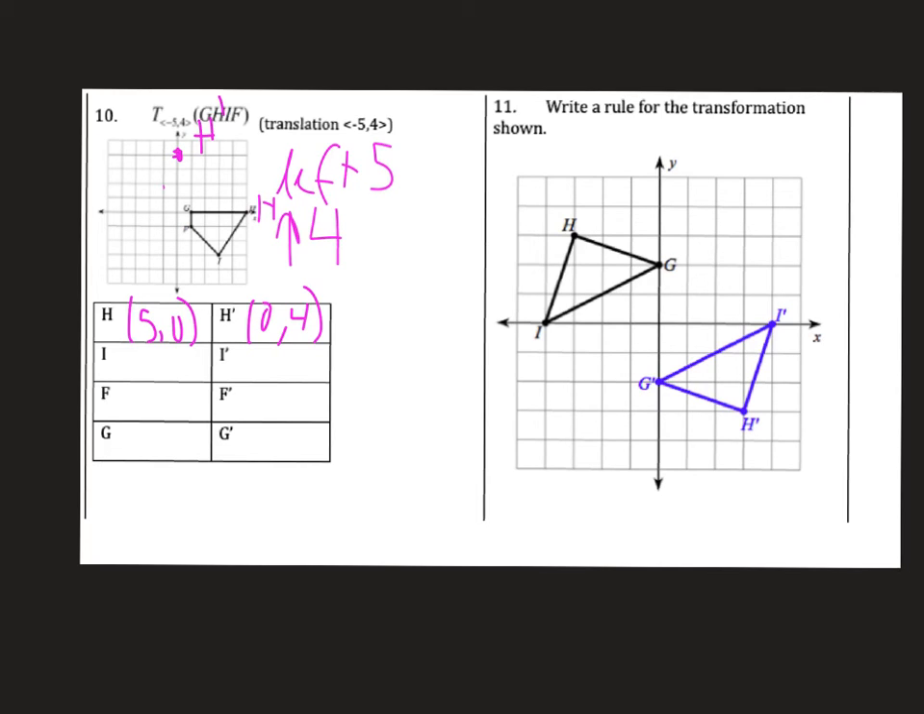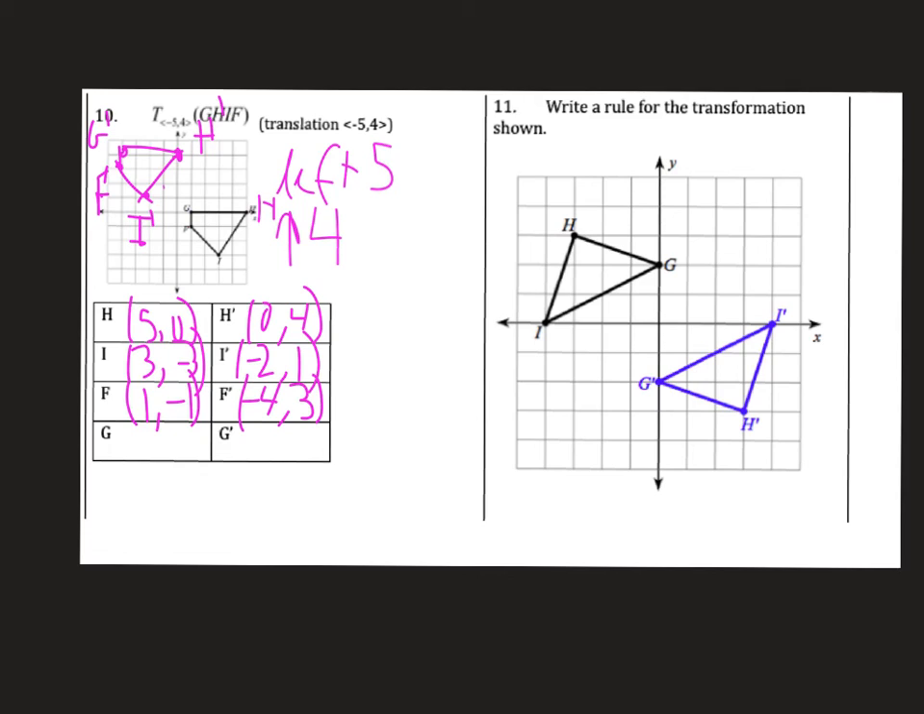H prime. I is at 3, negative 3. So left 5 is negative 2, up 4 is 1. So negative 2, 1. And that's I. F is at 1, negative 1. I had the right idea, just missed where the axes were. Left 5 is negative 4, up 4 is 3. So negative 1 plus 4 is 3. So negative 4, 3. That's F. Then G. G's just going to go 1 above it, so I can just put G right there. So prime, prime, prime. Connect those dots.